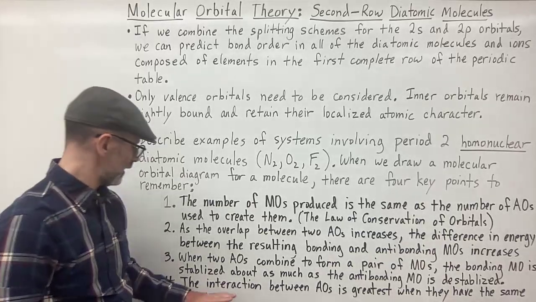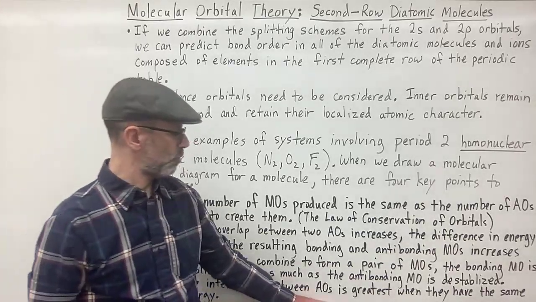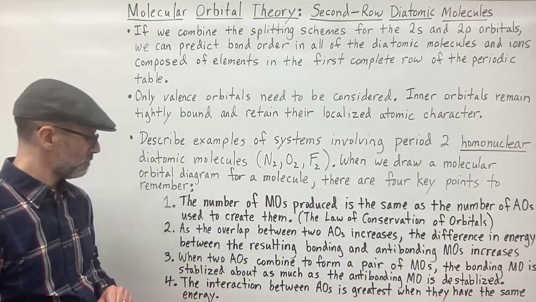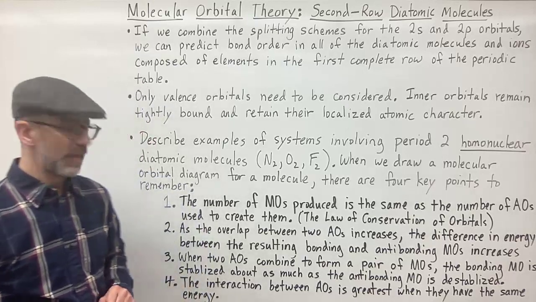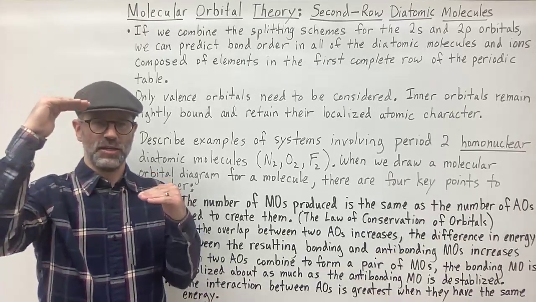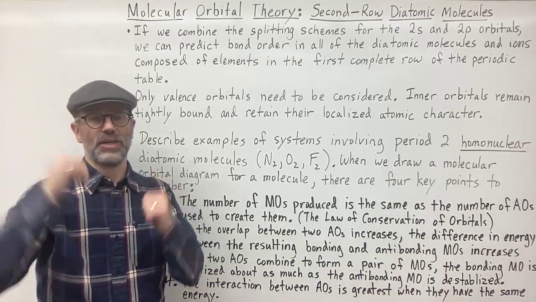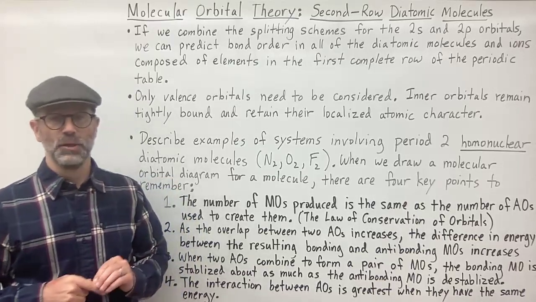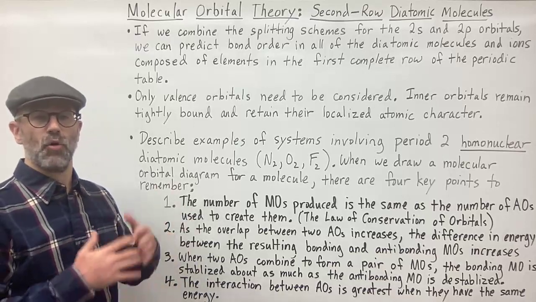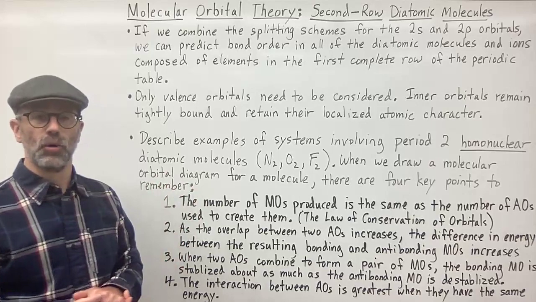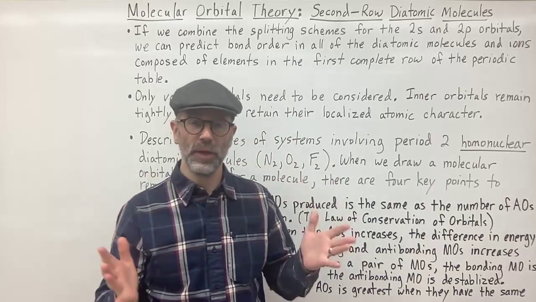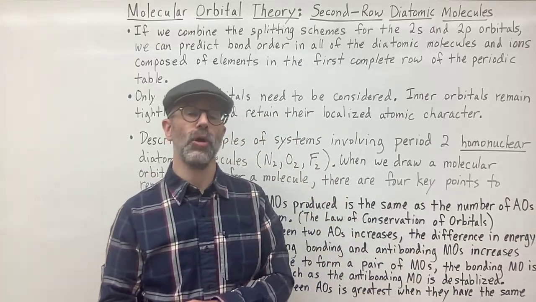Okay, and then finally, the interaction between atomic orbitals is greatest when they have the same energy. If they don't have the same energy, then the interaction is not going to be as great. So these are four key things to keep in mind when you're drawing your molecular orbital diagram.